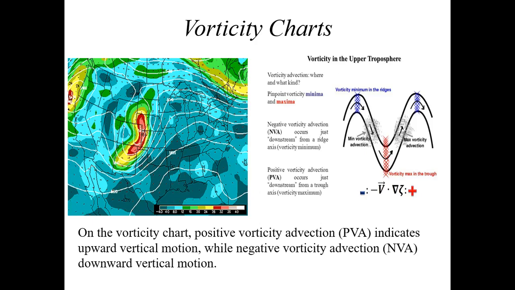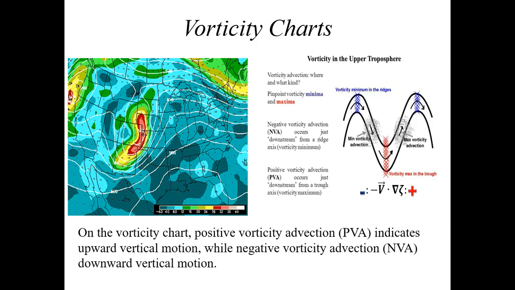You generally have negative vorticity advection, as we already talked about, NVA, and that generally occurs downstream from the ridge axis. And then you have positive vorticity advection, PVA, which occurs just downstream from a trough axis. So on the wavy pattern here, if we're looking at a short wave at about 500 millibars, 18,000 feet in the atmosphere, your lowest vorticity values, the vorticity minimums, would be at the ridges, at the main ridge points, and your vorticity maximums, or cyclonic turning of an air parcel, would occur in the troughs.